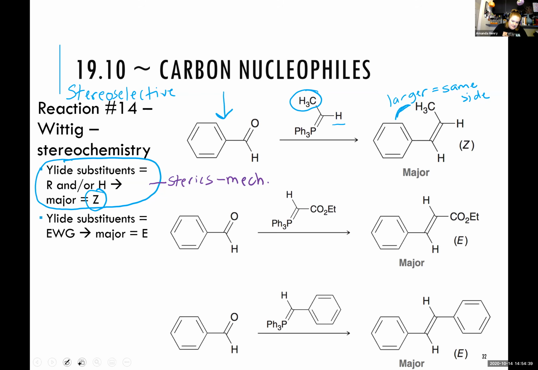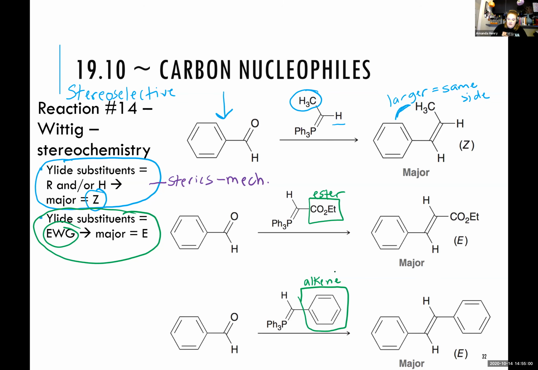The other option on here is if we have an electron withdrawing group attached to our ylid. We have a couple examples: an ester and a benzene ring. Those alkene bonds are electron withdrawing. If we think about it, we have that carbanion in the middle. The carbanion's electrons can go towards either one of those substituents and participate in resonance. They are pulling those electrons towards them.